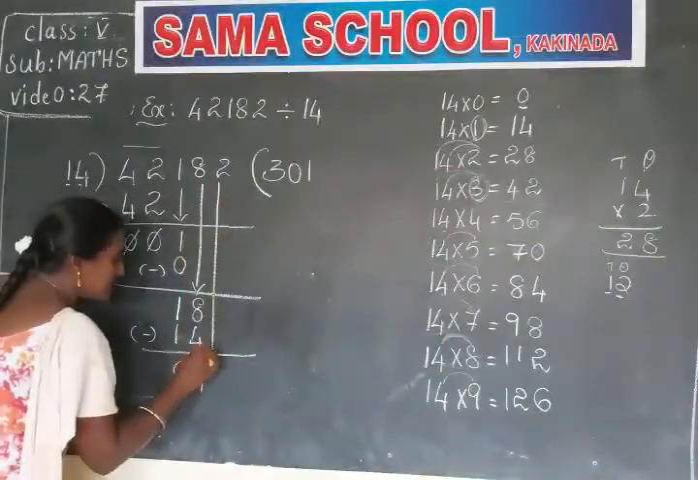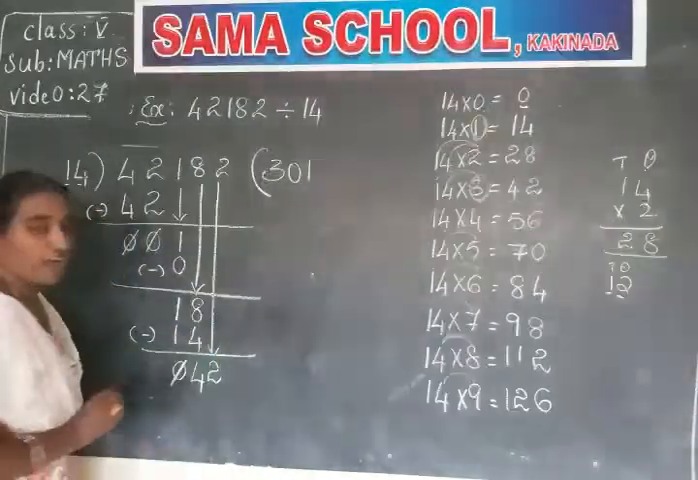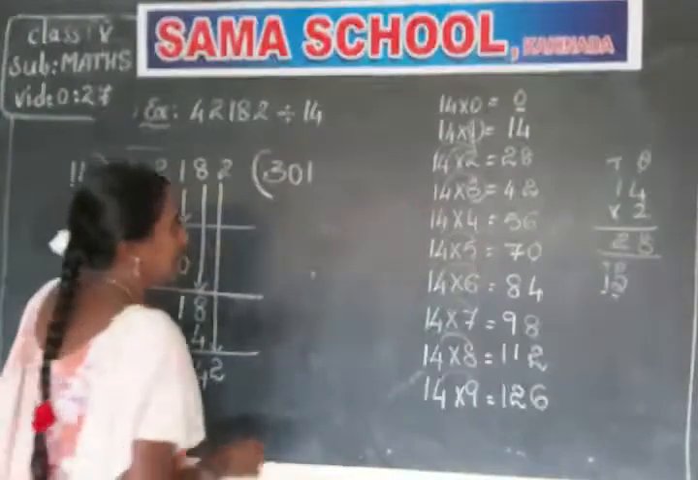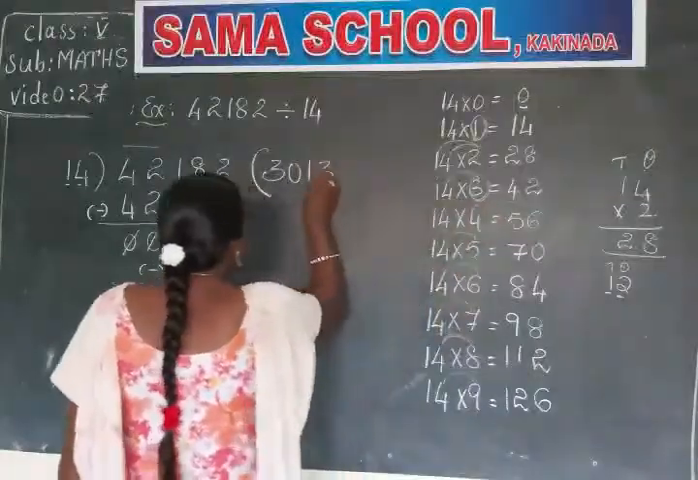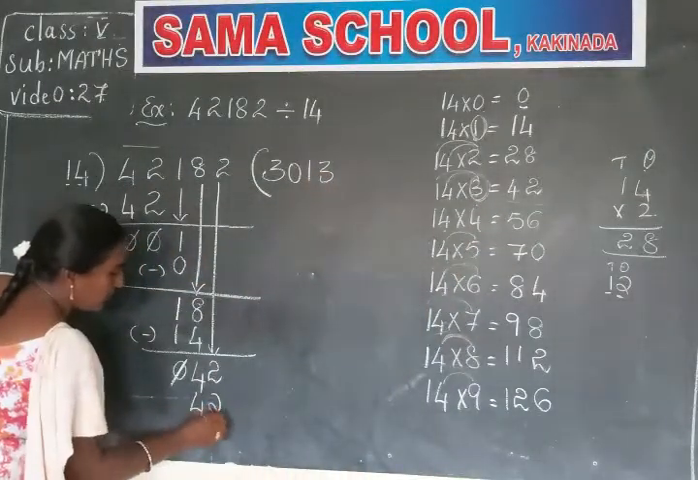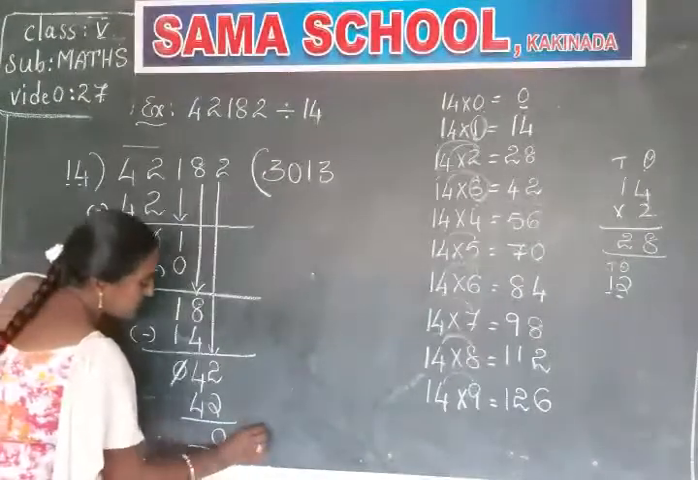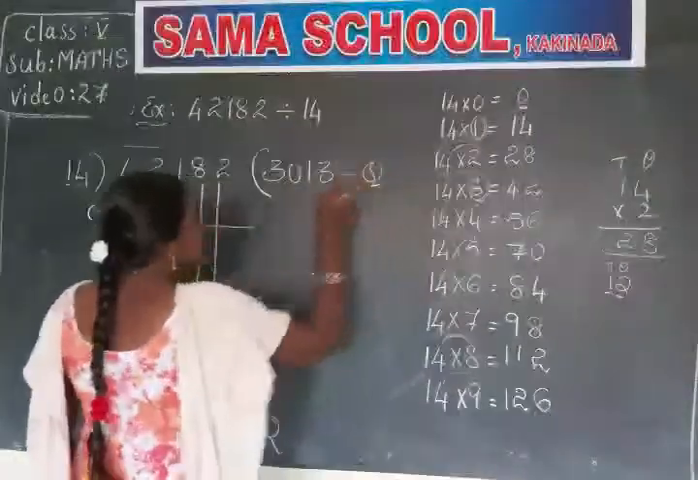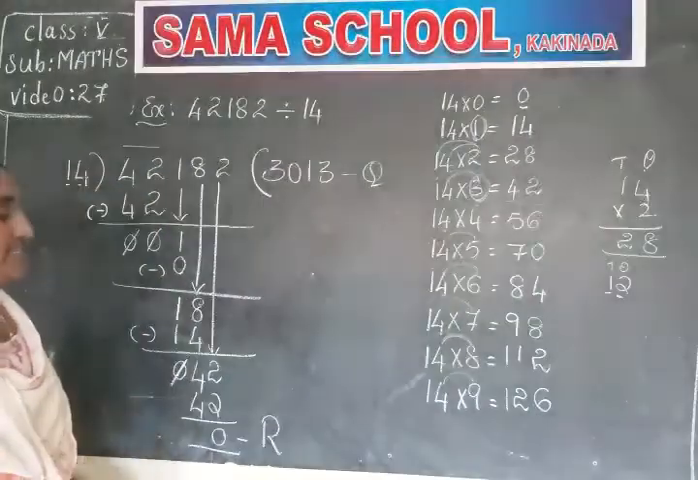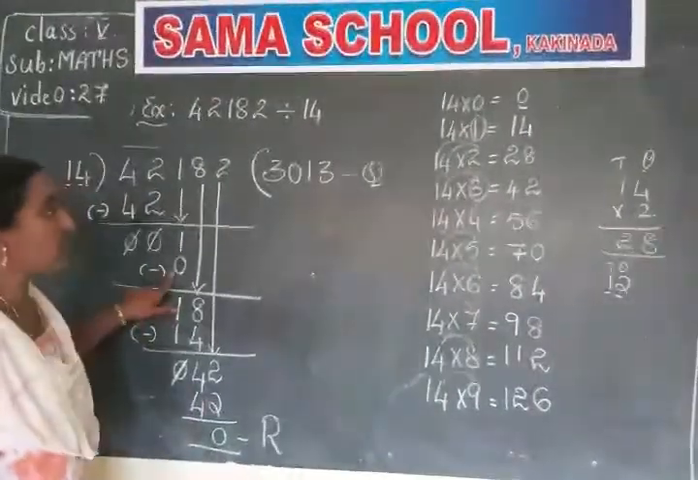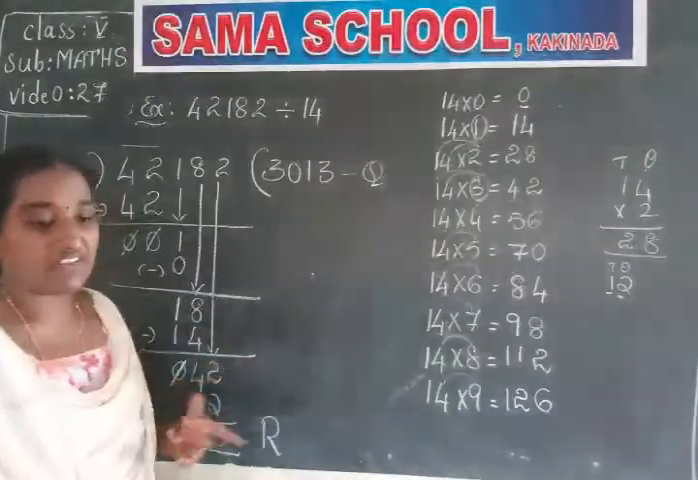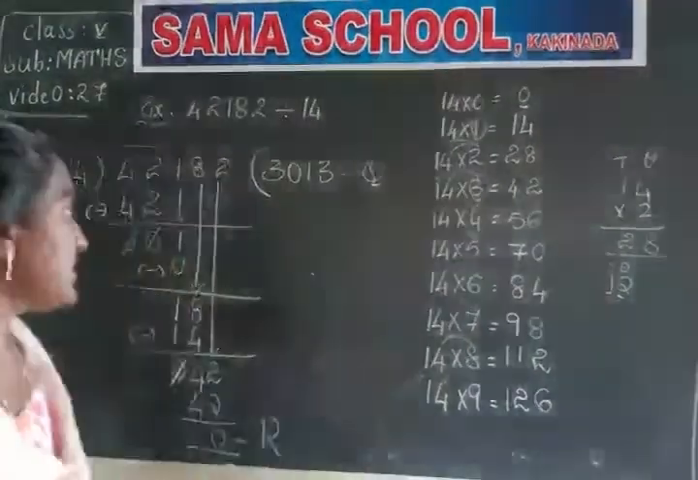And bring down the next digit, 2, making 42. Again, do you find 42 in the table? Yes. Again, 3 times. 42 minus 42. This 0 is called the remainder and this 3013 is the quotient. This is the solution. See, here we have taken 14 zeros are 0. This solution we can find in another way also. See how to find it.